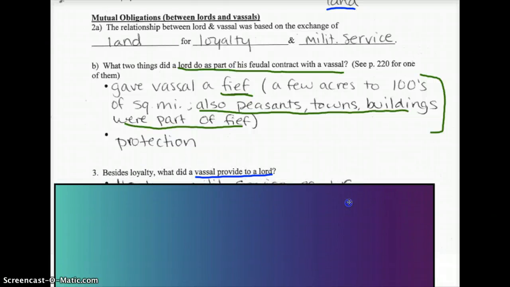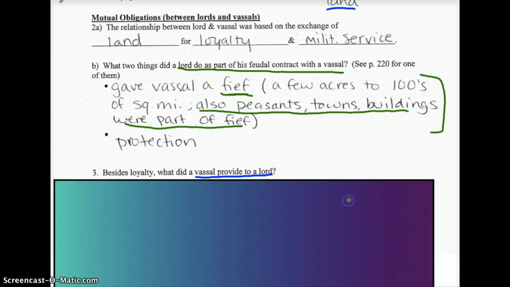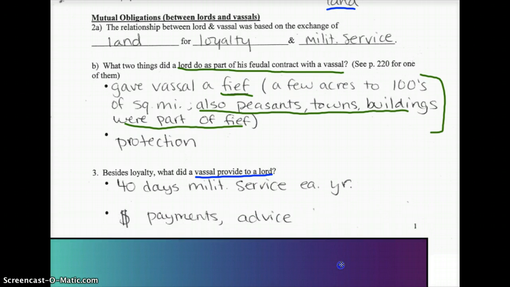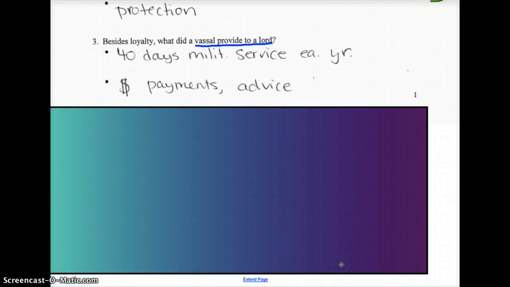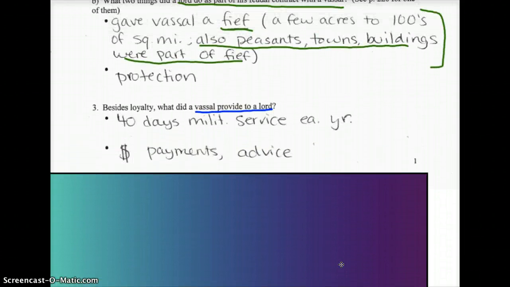Next up, what does the vassal provide a lord? Because he's not getting this stuff for free. He owes something back to the lord for what the lord is giving him, as mentioned in 2b. So for this section, you should have something about the military service, money payments, and advice. So that's what the vassal was giving the lord. When you're all set with this, go to the next page.